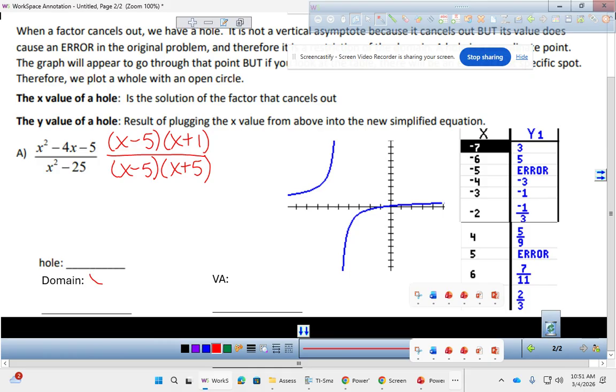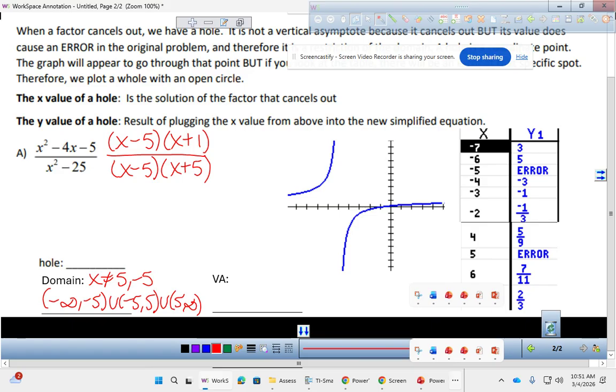But for my domain, x cannot be 5 or negative 5, right? Based on that denominator. I don't care if it cancels out, it's still a restriction. So the domain for this problem is negative infinity to negative 5, negative 5 to positive 5, 5 to infinity. And that's based off of the denominator. Factor the numerator and denominator, state the restrictions, use them for the domain. Cancel out matching factors, use them for the hole.